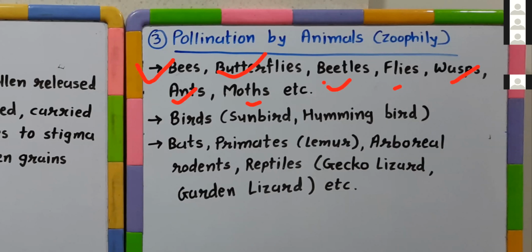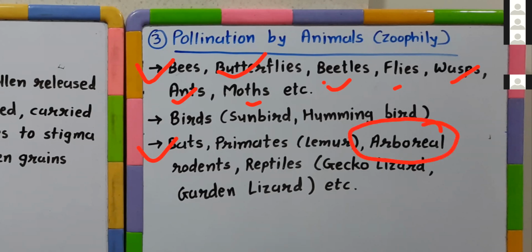As far as birds are concerned, sunbird and hummingbird are the two common birds which may be involved. Then other higher animals, if you consider bats, Chiropterophily, I told you, many primates like lemur and other monkeys may be involved indirectly in that process of pollination.